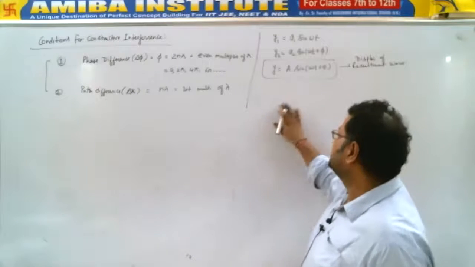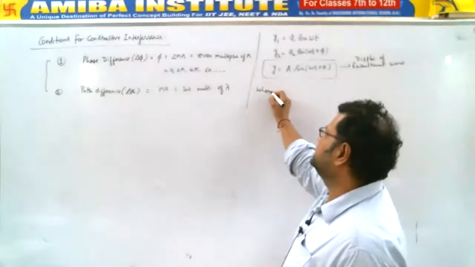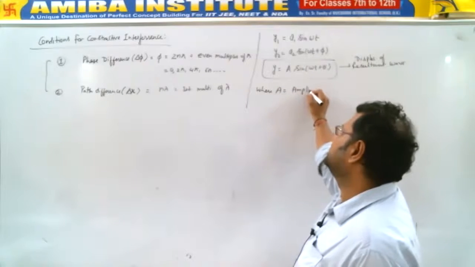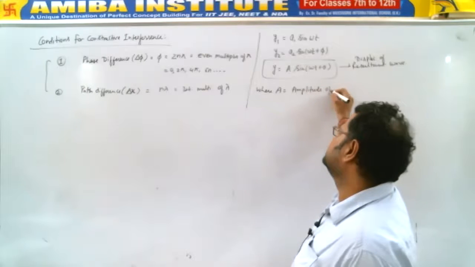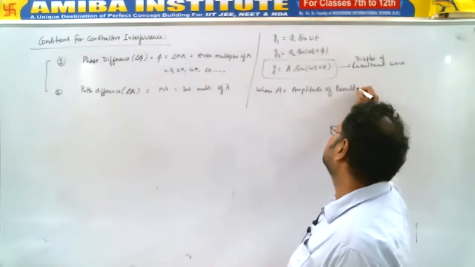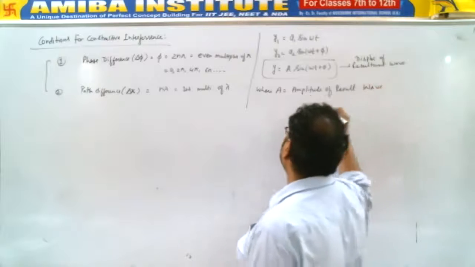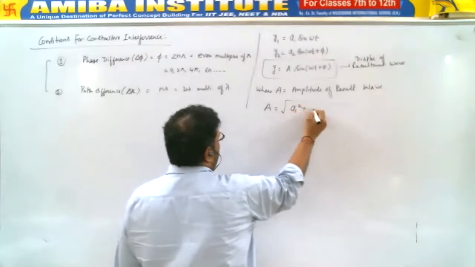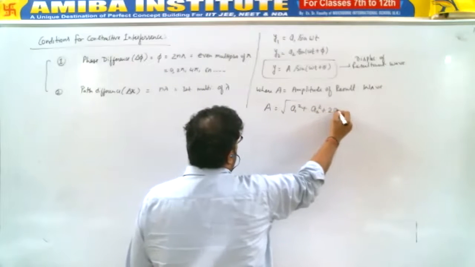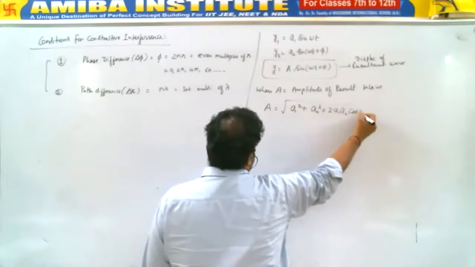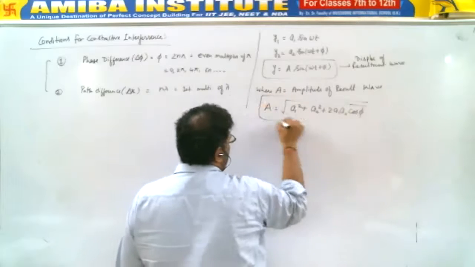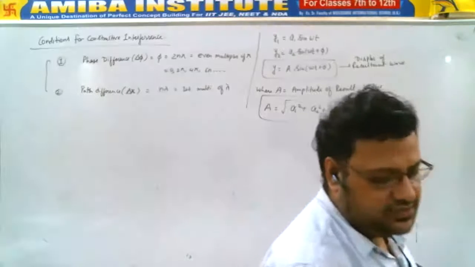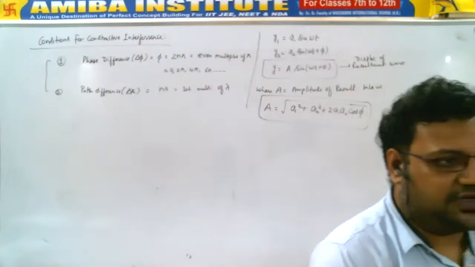Similarly, where A is the amplitude of the resultant wave, and it is given by under root of a1 square plus a2 square plus 2 a1 a2 cos phi. This result we already obtained, and these are the conditions of constructive interference.